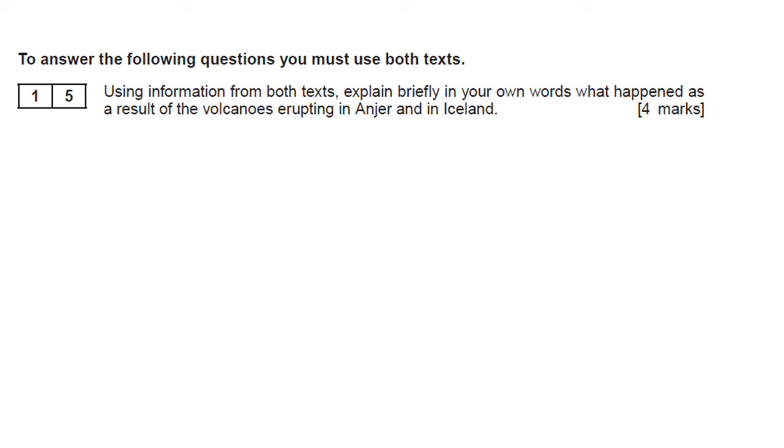Okay, so let's just break this down. Using information from both texts, explain briefly in your own words what happened as a result of the volcanoes erupting in Angier and in Iceland. So you can see why I'm different about the quotations. In no way does it ask you to evidence or to analyse. You're just explaining in your own words briefly.